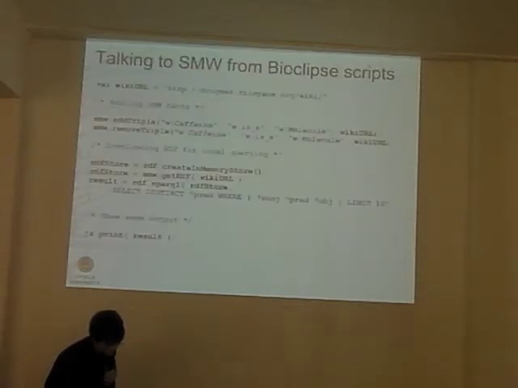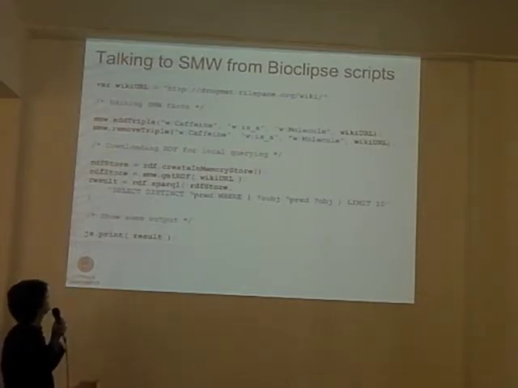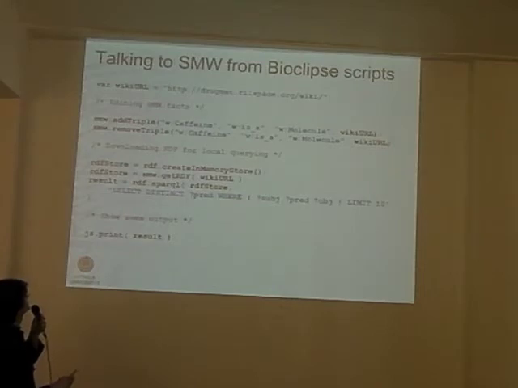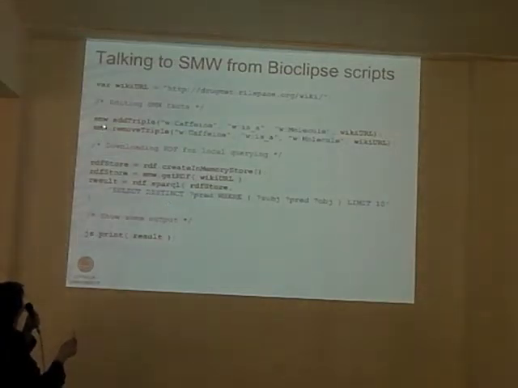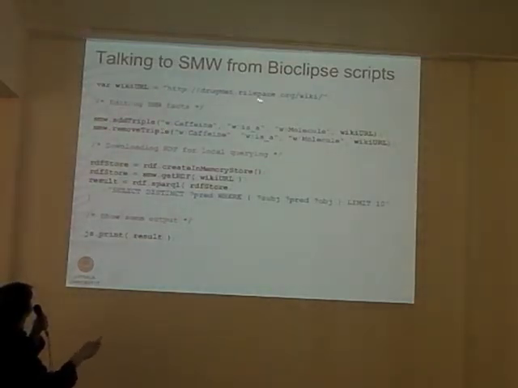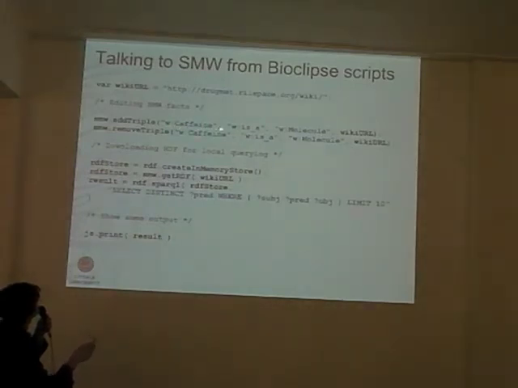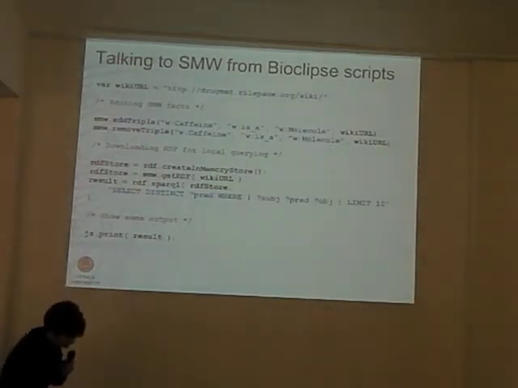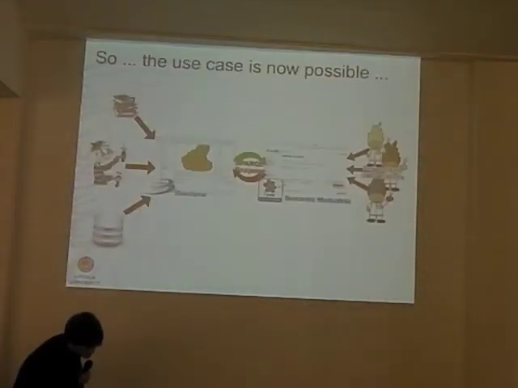So now we can go on and hook it up with Bioclipse in this case. So this shows a Bioclipse script. I also developed a Bioclipse module in this second project that I mentioned. So it's basically JavaScript, and SMW is a Bioclipse module that is available now. So you add triples, you specify this URL, and you have this namespace, which is basically telling that what comes here is a wiki page title. You can refer to wiki page titles in triples. And then get back the data and do some SPARQL on it and show the results. So basically the use case is now possible.